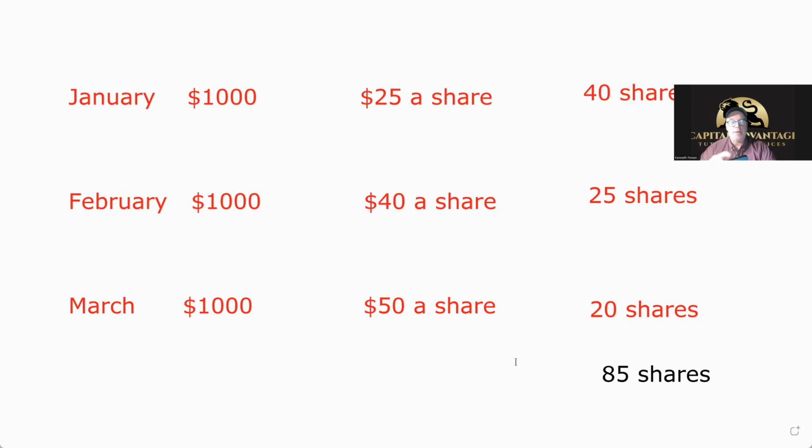So now, I'm going to do this. We have $3,000 we spent over 3 months divided by 85 shares. That gives me a price. My cost is going to be, where's my calculator? I'm going to write this down. It is going to be 35.29.